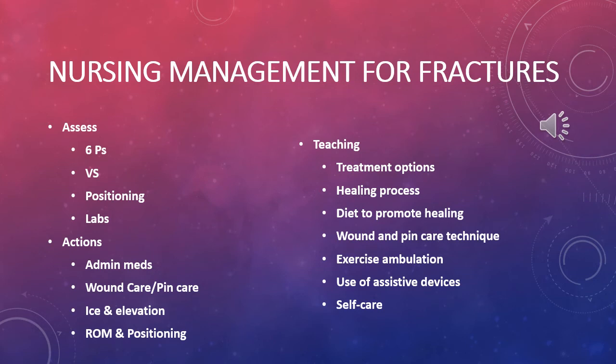pay special attention to the CBC for the hemoglobin and hematocrit, and the white blood cell count. Nursing actions will include administering prescribed medications such as pain medicine, antibiotics, and anticoagulants. And if it was an open fracture, wound care or pin care may also be needed. Ice and elevation will help reduce inflammation. Range of motion and positioning. Some teaching interventions include discussing treatment options available for the client.